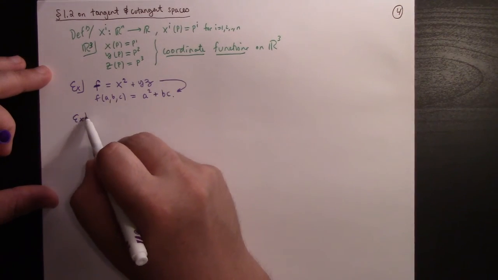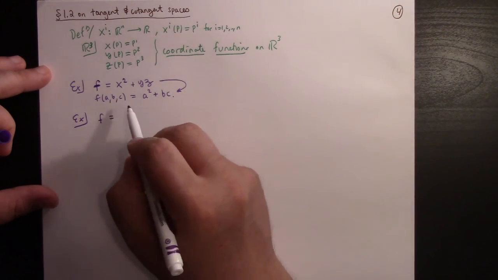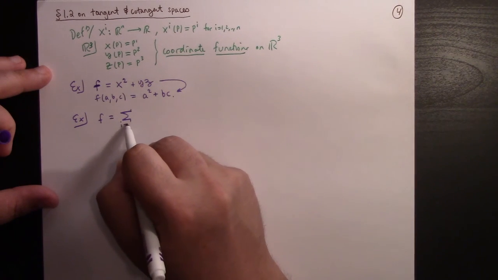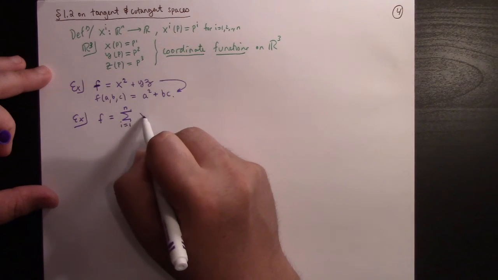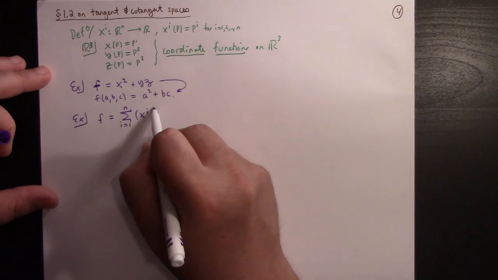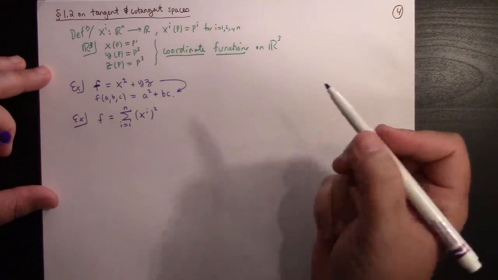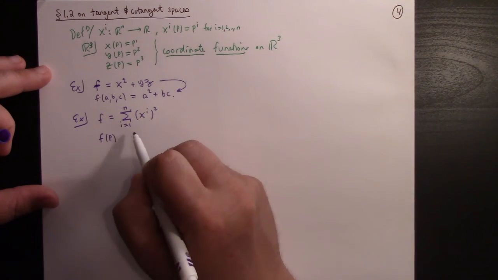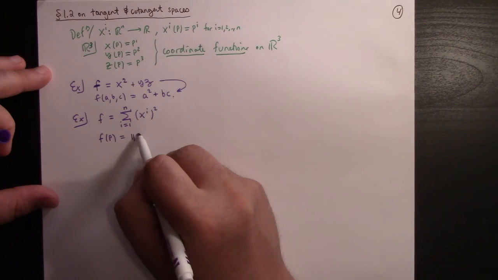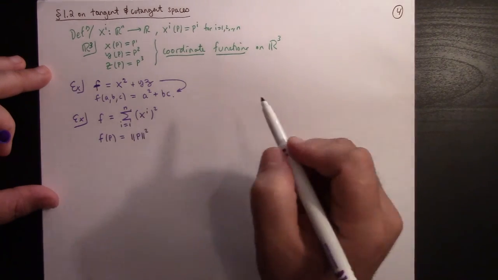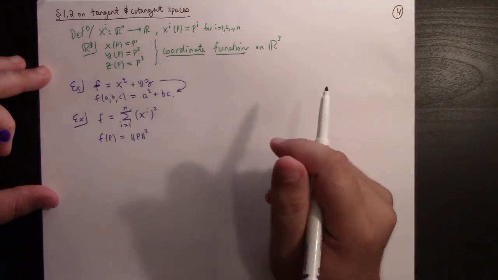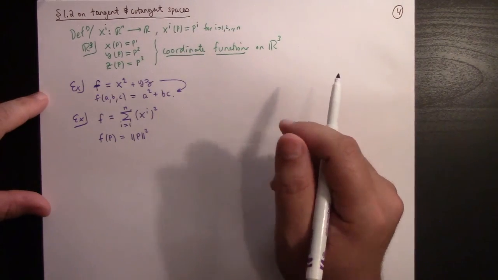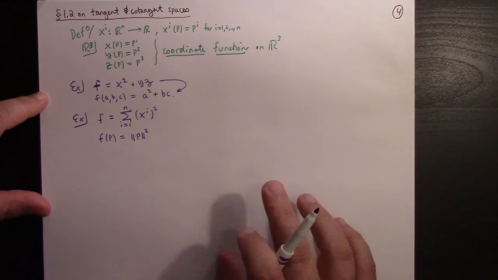Or another example, you could have f equals, say, the sum from i equals 1 to n of x^i quantity squared, right? This would be the distance squared function. So if I plug in a point p, well, what I get out is basically the length of that point viewed as a vector squared. All right. So that's sort of fundamental stuff.